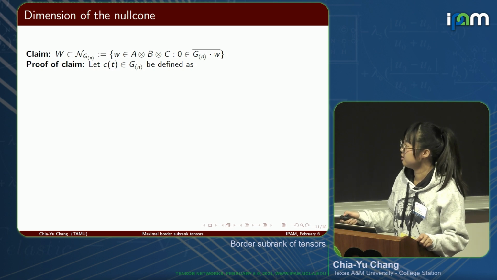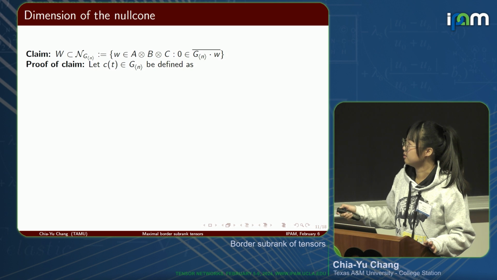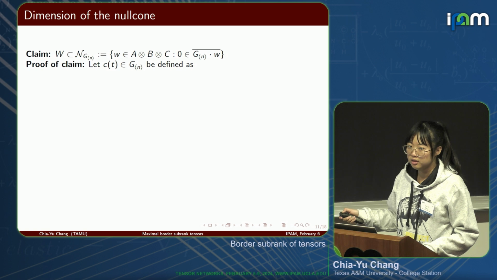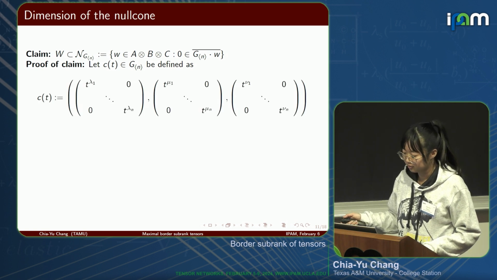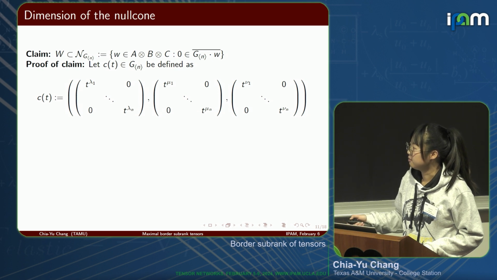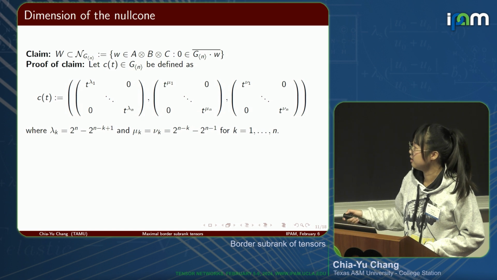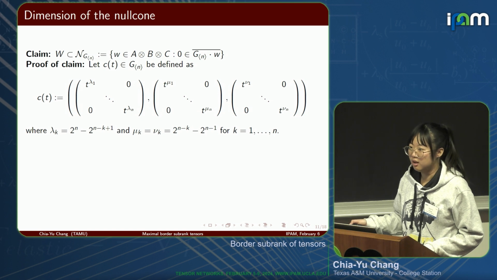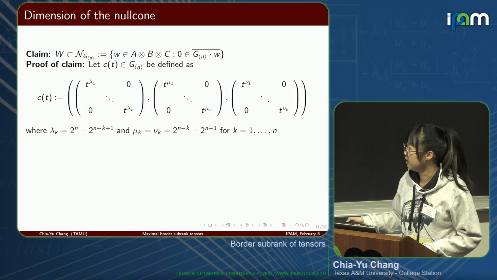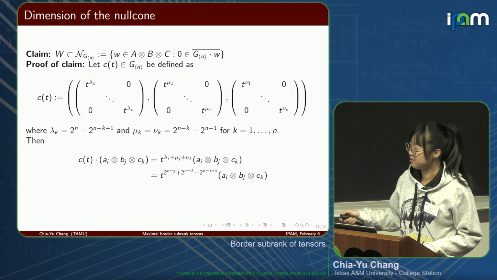And let's prove this. To prove this claim, we need to prove that for all vectors in W, zero lies in the orbit closure of it under the action of the symmetric group of the unit tensor. Now let c(t) be a curve on the symmetric group of the unit tensor. Actually, I let this lie in the maximal torus, and it is written in this form: the tuples of diagonal matrices with entries t to the lambda_i, mu_j, and nu_k, where lambda, mu, and nu are chosen from these numbers such that it is an element of the symmetric group.